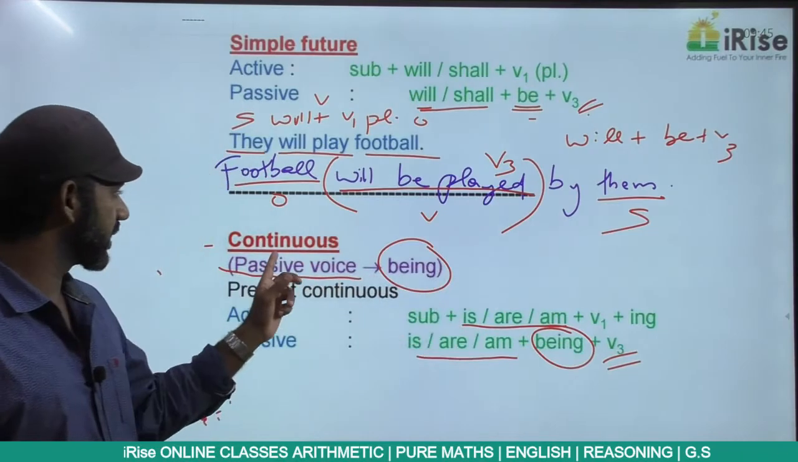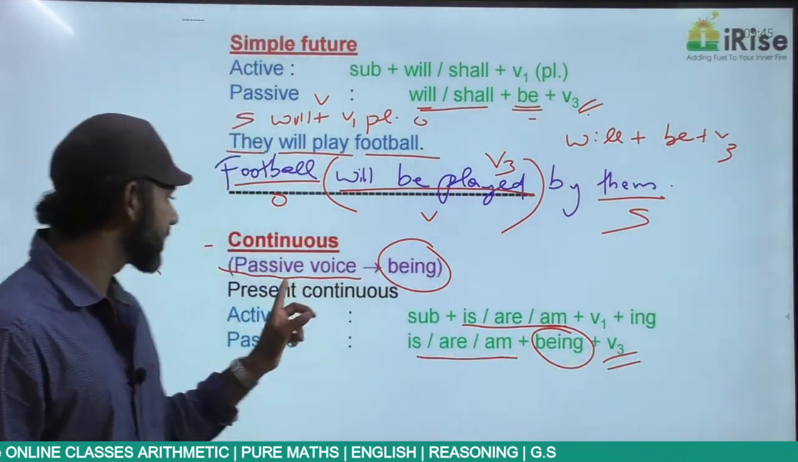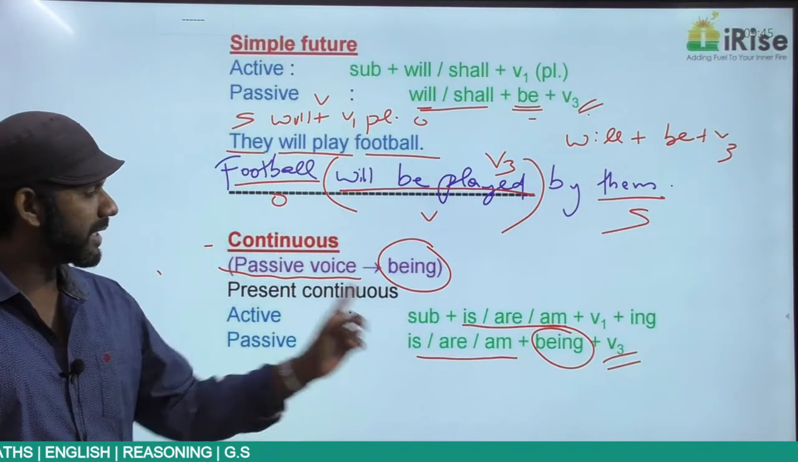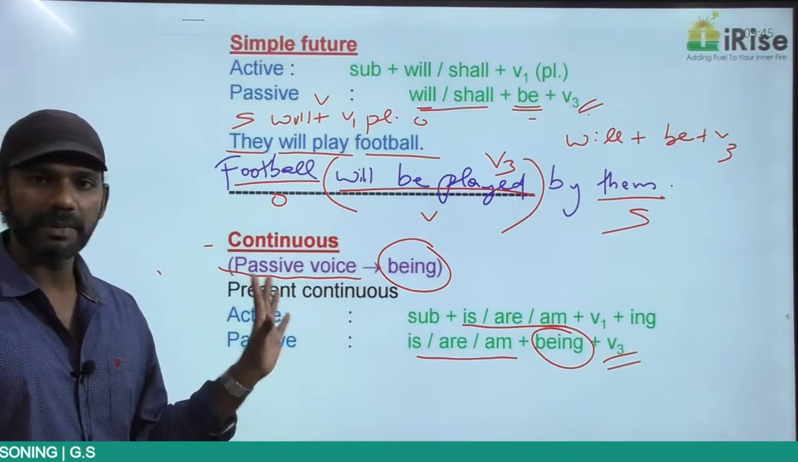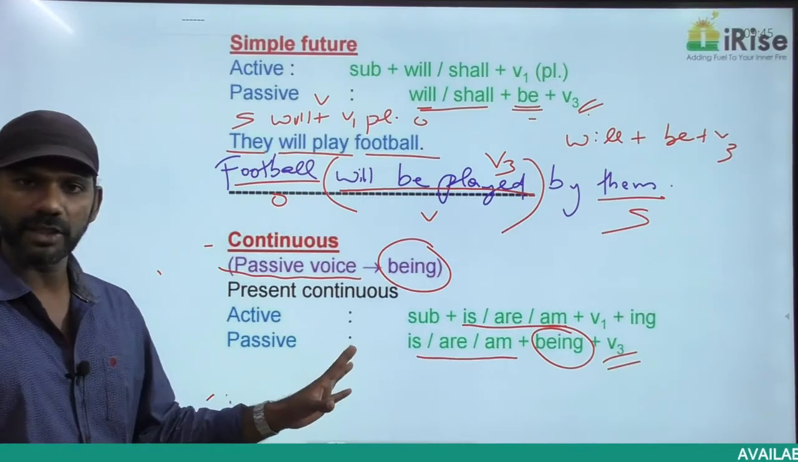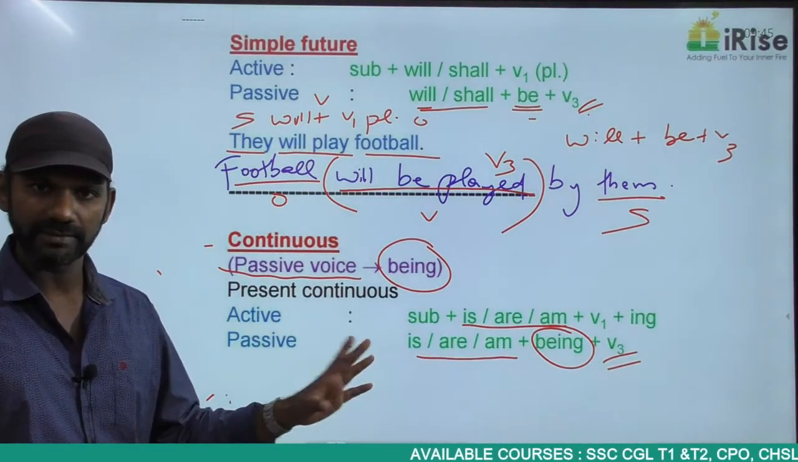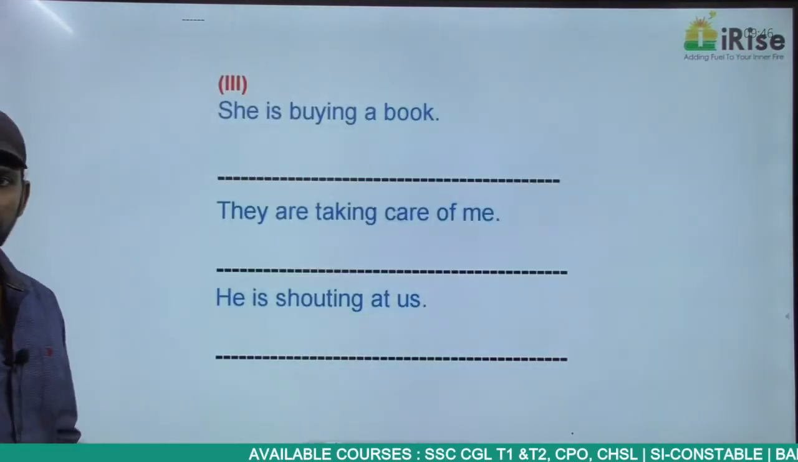Being, because it is continuous; V3, because it is passive voice. V1 and V2 will never come in the passive voice. So present continuous in the passive voice is is, are or am plus being plus V3. Clear? Come to these sentences.